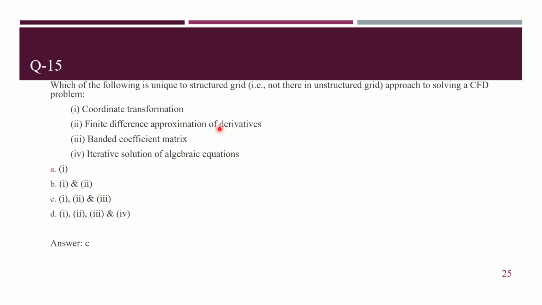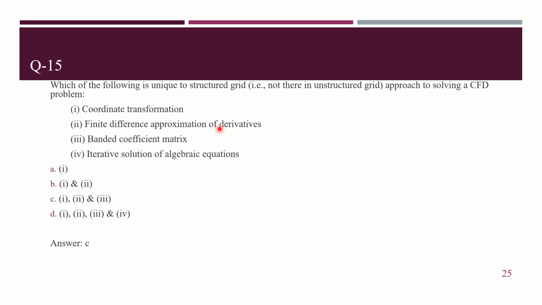In unstructured grid we cannot identify the neighbor cell based on the ijk information. So we need to go with the finite volume approach. Finite difference approximation is not possible. Third one, banded coefficient matrix.